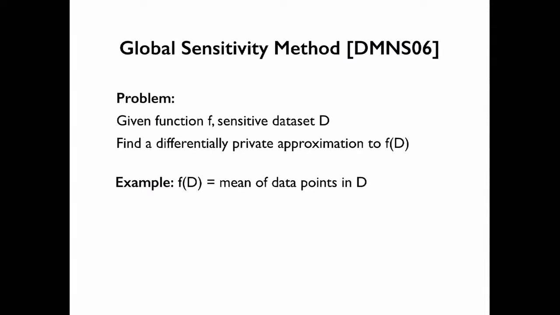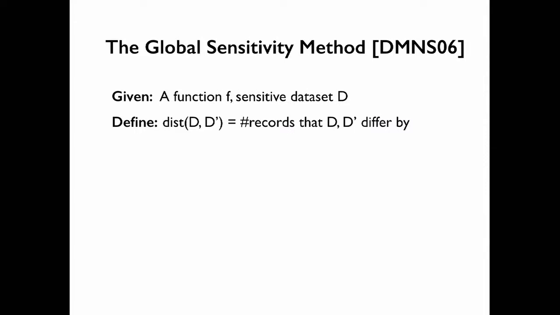So what does the global sensitivity method do? It looks at the function f at the sensitive data set d, and we define the distance between two data sets d and d prime to be the number of records in which d and d prime differ. So if the distance is 1, that means that d and d prime differ by a single individual's values. And here a record is referring to a single person.